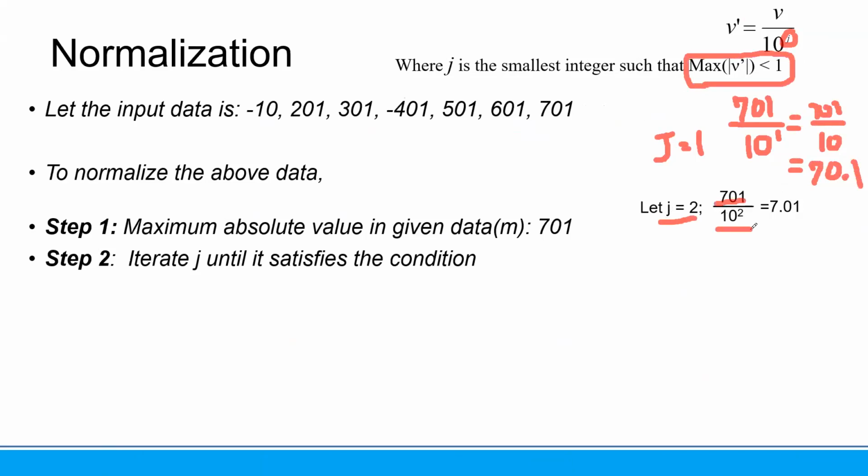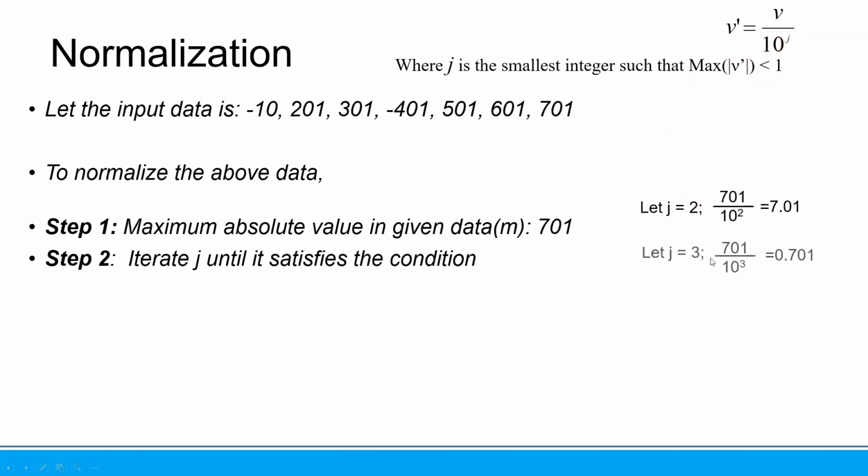701 divided by 10 to the power of 2, because j equals 2. So it means 701 divided by 100. So the result is 7.01. 7.01. Is it less than 1? No. The condition should be less than 1. So it is still not less than 1. Then I go to the next, j equals 3.